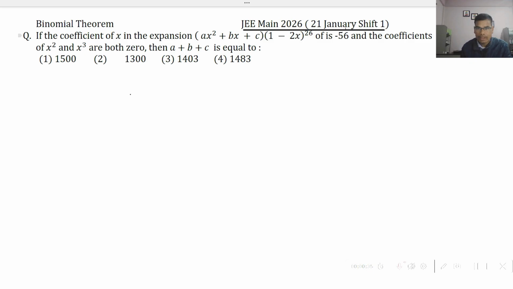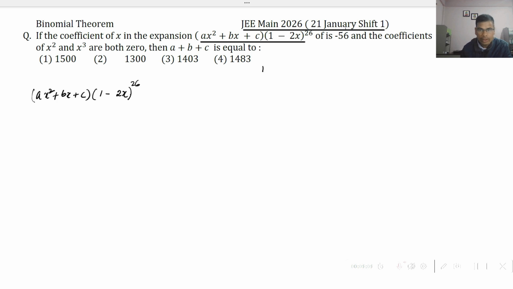In this question we have the product of two factors, in which the first factor is a quadratic polynomial given as ax² + bx + c. The second factor is (1 − 2x) to the power 26.